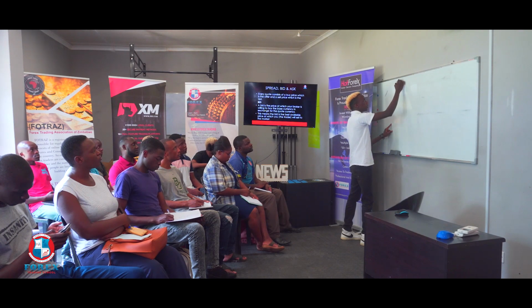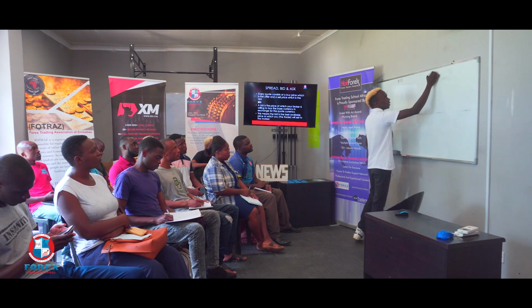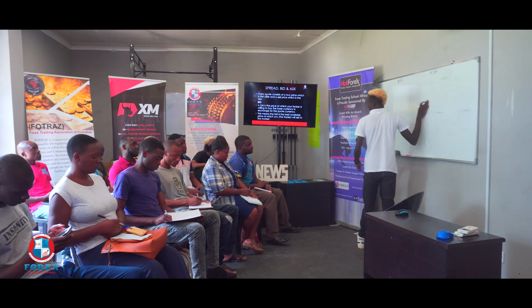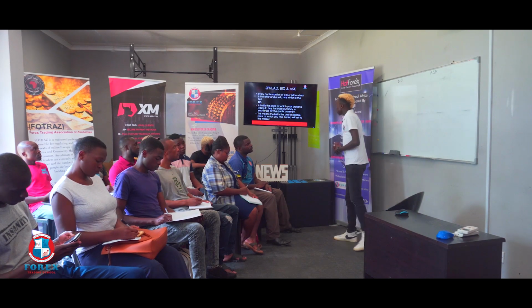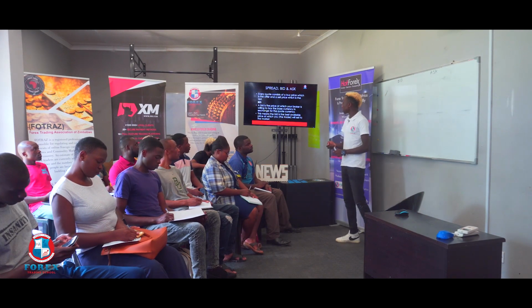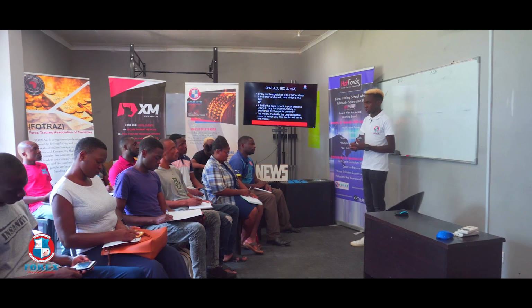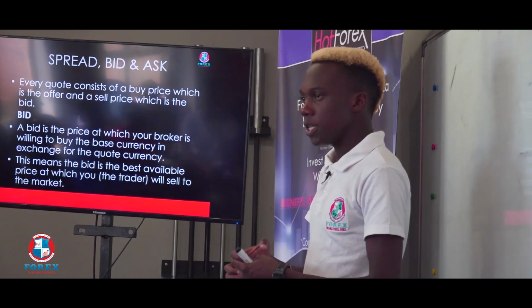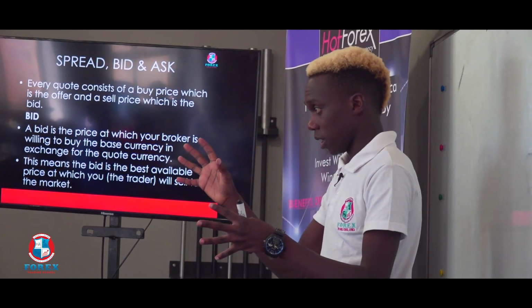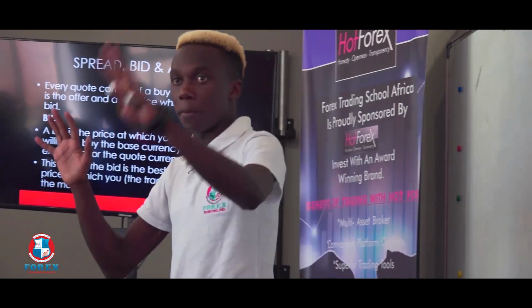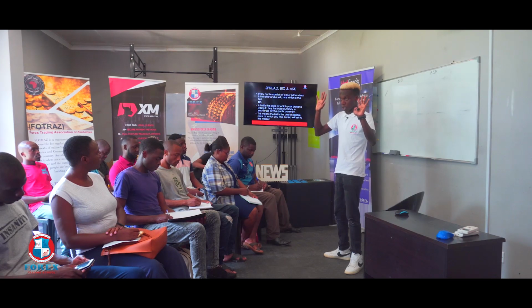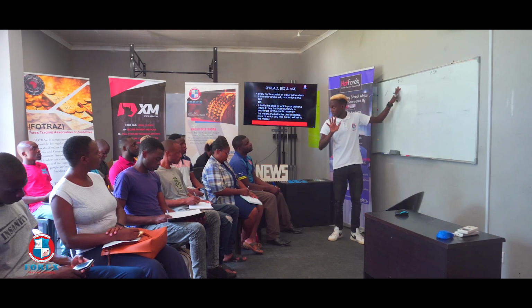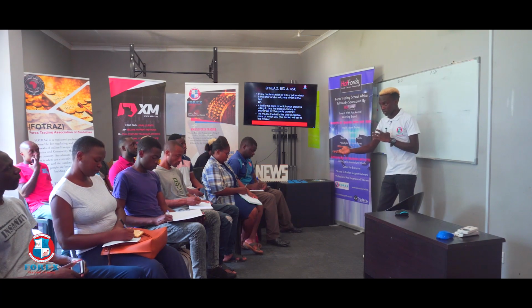So bid. They have what they call a bid and an ask price. A bid price is the price at which your broker is willing to buy the base currency in exchange for the quote currency. Basically, it's like a bureau. Have you ever noticed if you go to the bureau, they have a buying and a selling price? Same thing with your broker. So the bid is like the buying price, then the ask is like the selling price. Does it make sense?